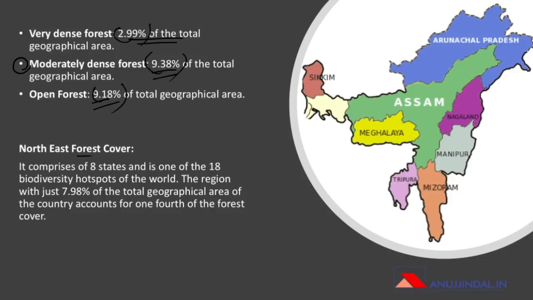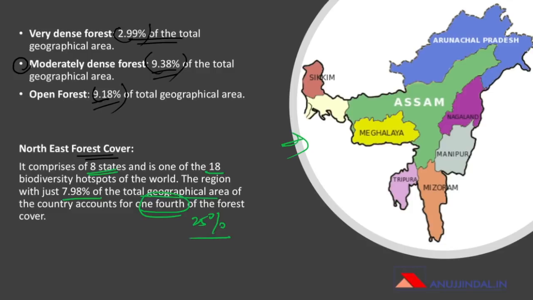Let's talk about Northeast forest cover. Very, very important to understand here. It comprises of 8 states, as all of you know, and is one of the 18 biodiversity hotspots of the world. So, forest cover and tree cover is very important to this area. The region was just 7.98% of total geographical area, but accounts for 25% of the forest cover.